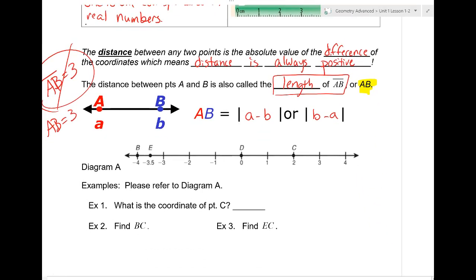Oh, look at diagram A. A number line. Oh, okay. Nothing different in your life. Number lines still show up all the time. It says, what is the coordinate of point C? What did you guys get for the coordinate of point C? So that's pretty simple. Moving on.